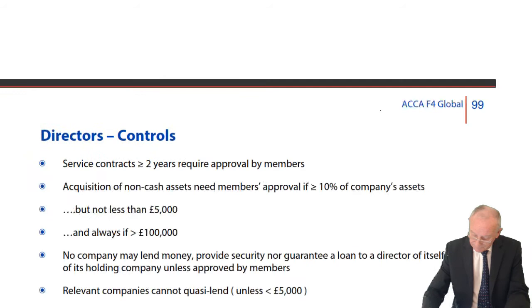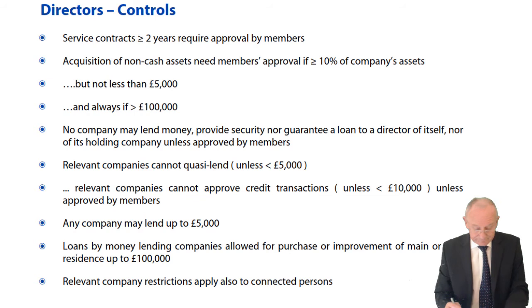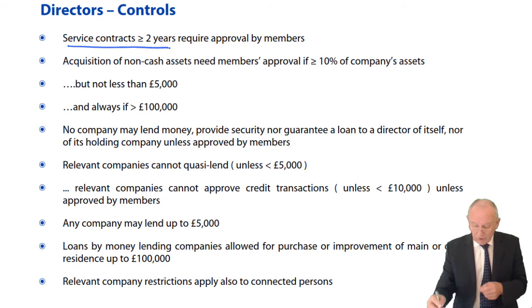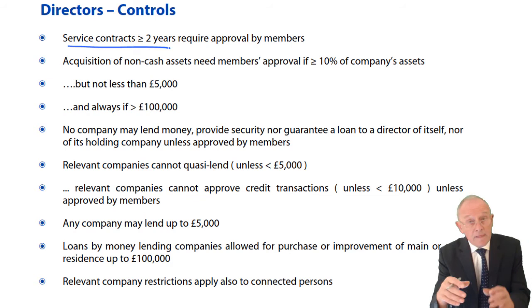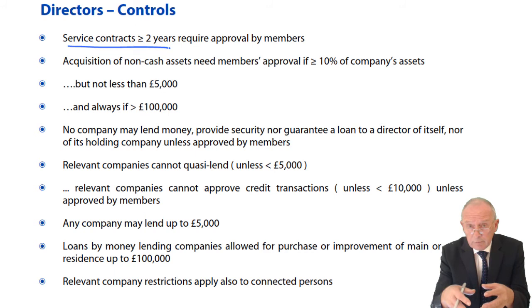Controls and directors. Service contracts. Directors should not have service contracts that exceed 2 years. If it's a public company, it's recommended that their service contracts should not exceed 1 year. And if they do, then compensation payable in the event of termination should not exceed 1 year's salary.